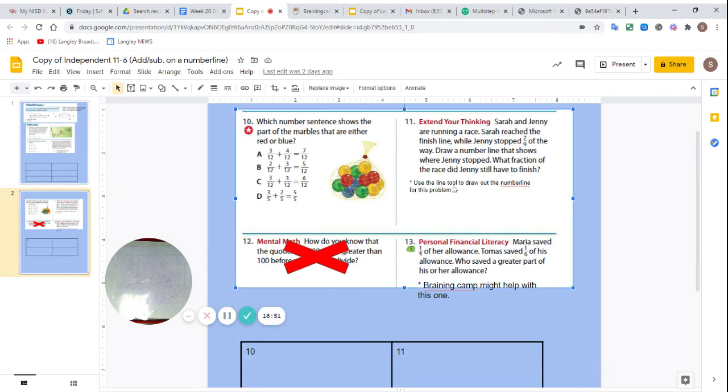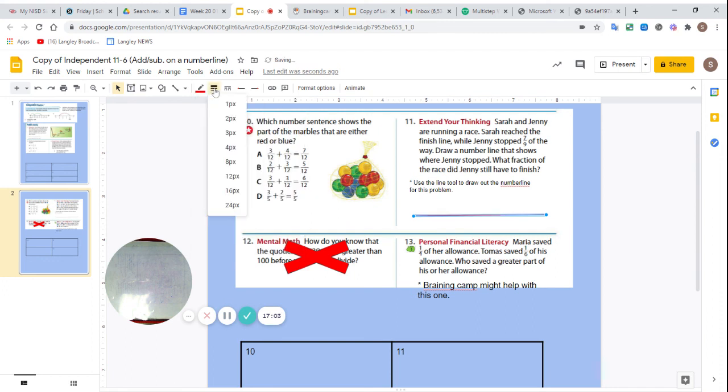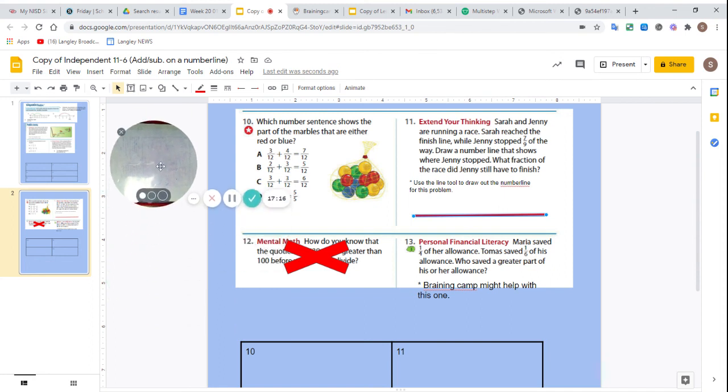For this one, use the line tool to draw out the number line for this problem. The line tool, I'm talking about this one. When you click here on line, you can draw out your number line right there. I can change the color. If I want it red, I can make it red, and I can make it thicker. So you can use the line tool to help draw out your number line for this problem. Give it your best shot, guys. I know you can.